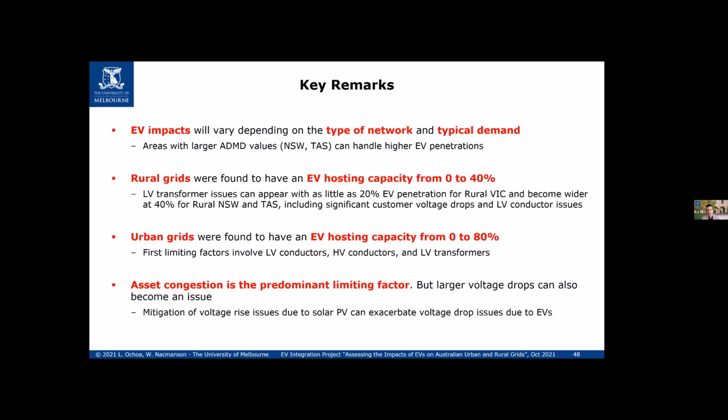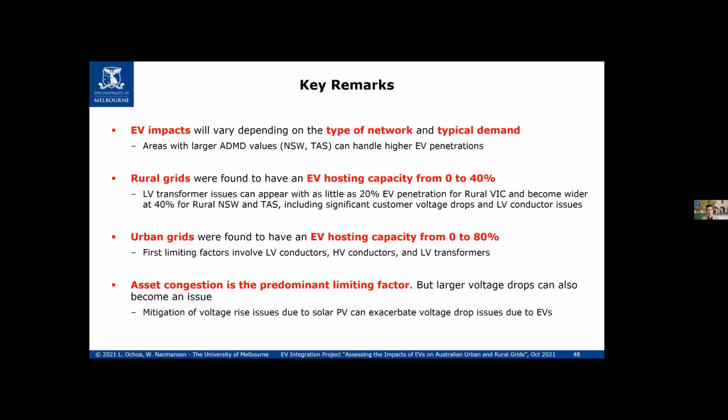Now, of course, the larger the ADMD values that are being used to design the networks, such as in New South Wales or Tassie, of course, their ability to handle higher EV penetrations is going to be better. Rural grids, as already mentioned by Will, have a very high hosting capacity, up to 40%. It's not to generalize, it's just to show you what we have modeled. This cannot really be generalized.